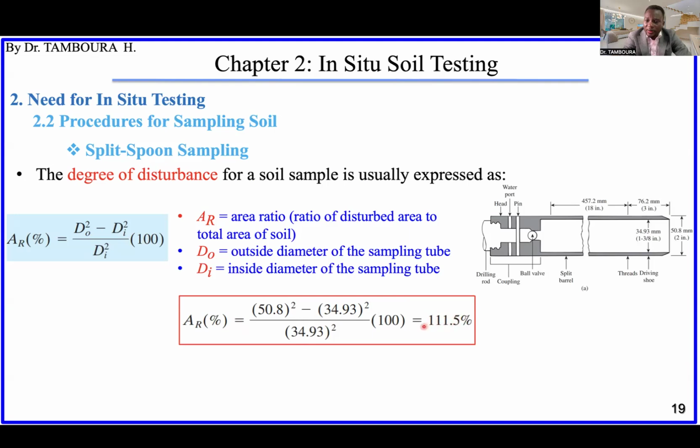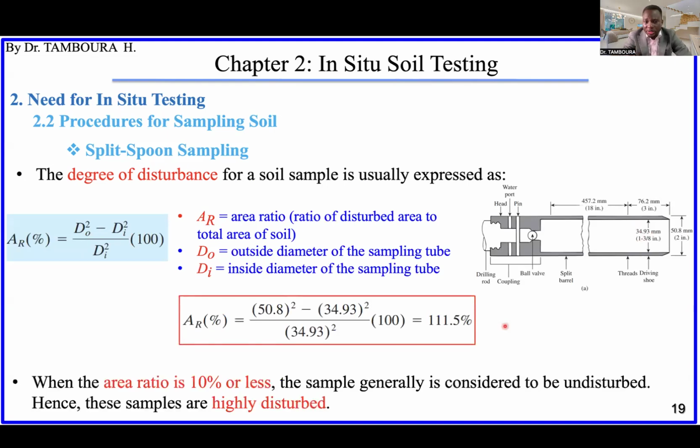According to that, if you use this formula, here is what we are obtaining. You can see that this is higher than 100%. It means your soil sample is highly disturbed, the sample you are obtaining from SPT. And when this ratio is around 10% or less, then the sample you are obtaining is considered to be less disturbed or undisturbed.